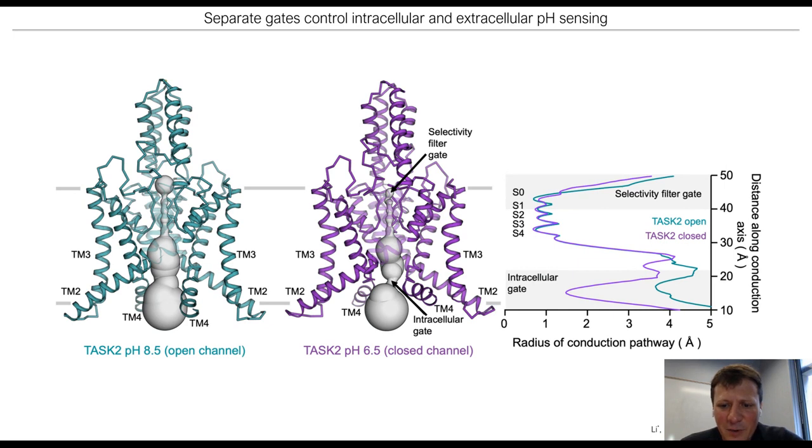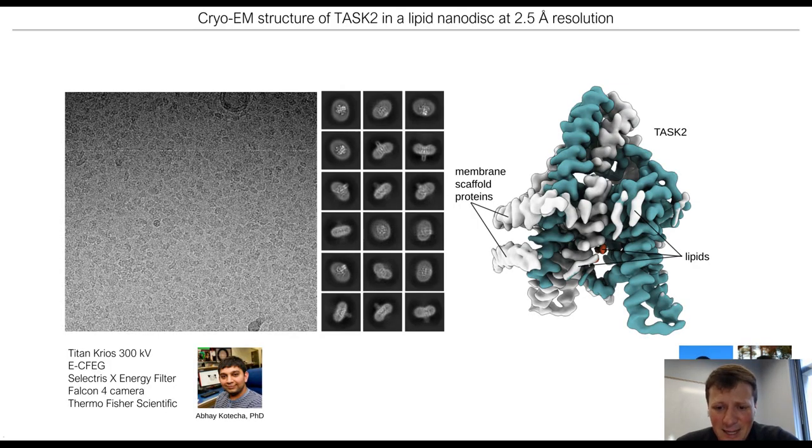So similarly, we were interested in whether we could understand more about how this channel operates from higher resolution structures. And so Balvin, in an analogous way, took the grids out of our Arctica that we didn't collect on, shipped them to the Netherlands, and Abhay was able to collect a data set for us. And these data led to a reconstruction that was again improved substantially from our initial reconstructions, this one to 2.5 angstrom resolution. And I'm showing the final map here on the right of this slide.